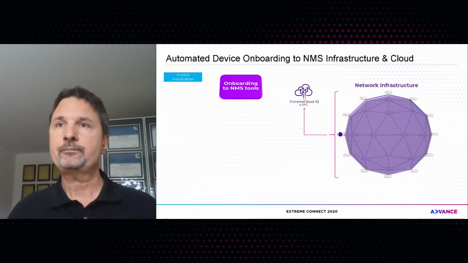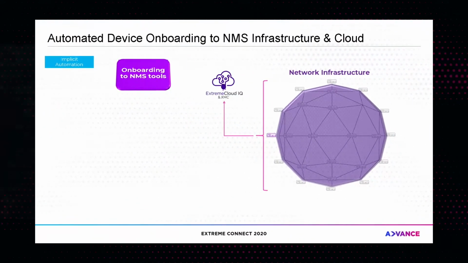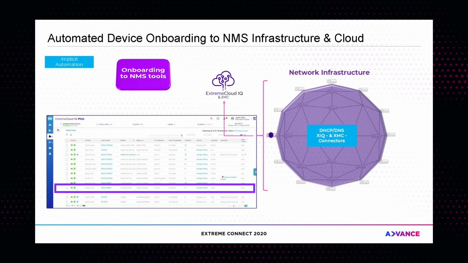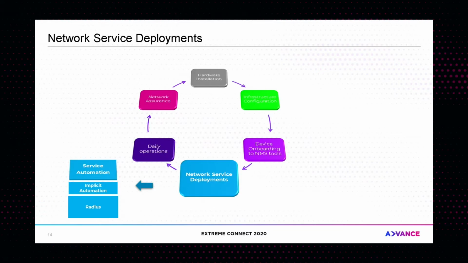Now, this is how it would look. You have your fabric infrastructure, you have the devices that connect through the internet or through your corporate infrastructure to the network management tools, and then pop up in the screen, and you can see those devices, and those devices are ready to be individually configured.